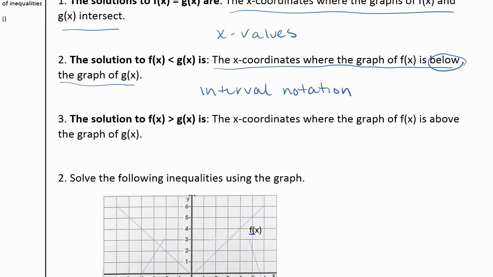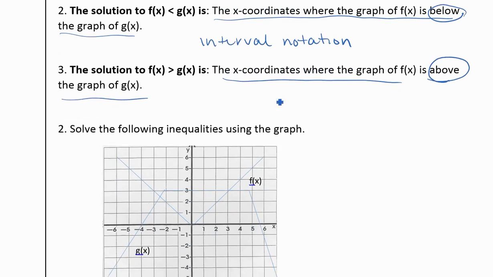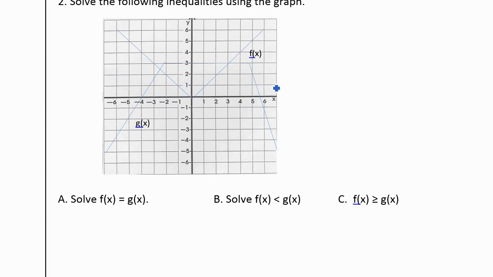And to find out where f of x is greater than g of x, you want the x coordinates where the graph of f of x is above the graph of g of x. Okay, and again, this will be in interval notation. So we're going to look at a graph here.